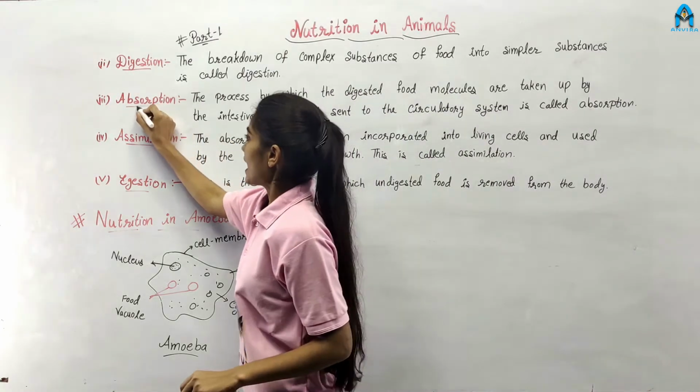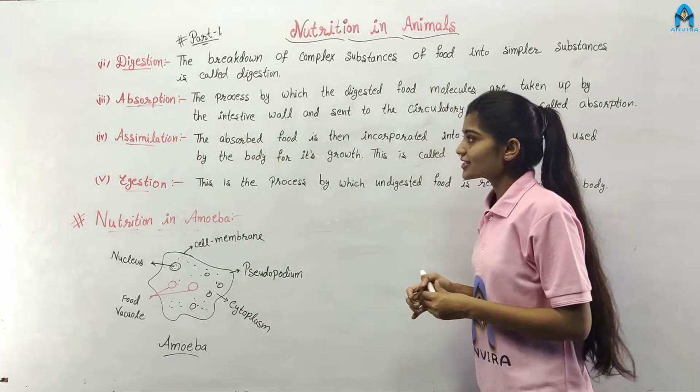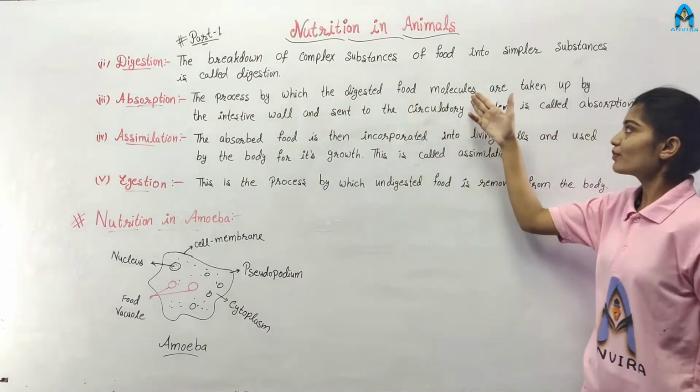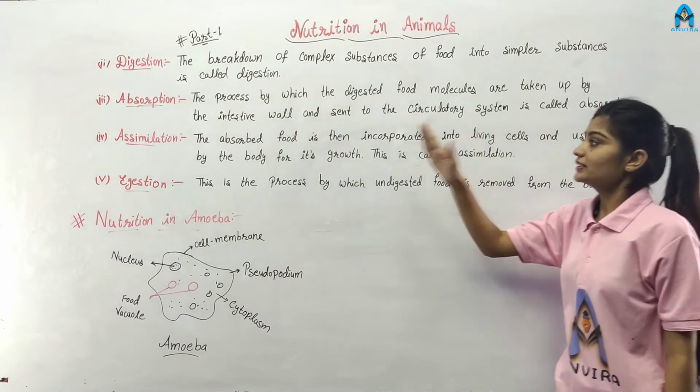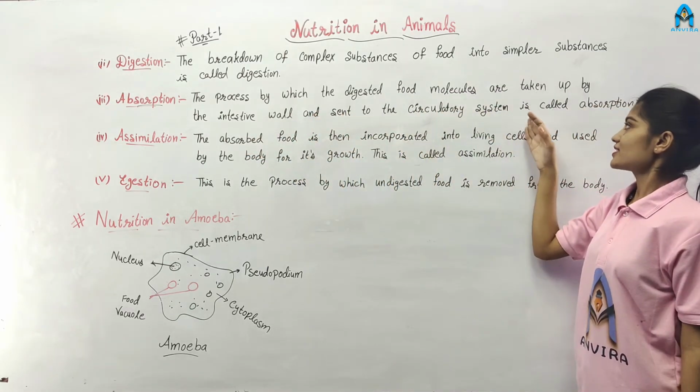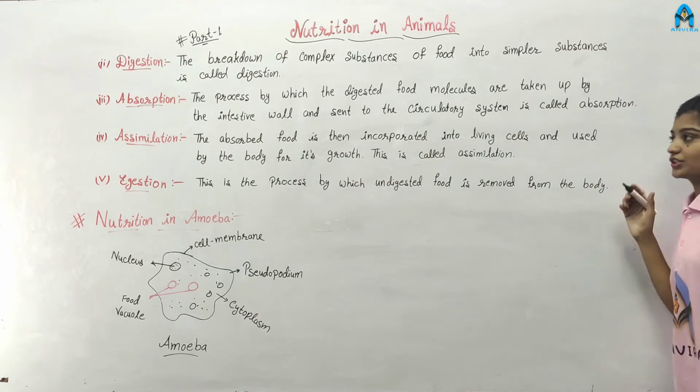The third step is absorption. Now what is absorption? It is the process by which the digested food molecules are taken up by the intestinal wall and sent to the circulatory system.